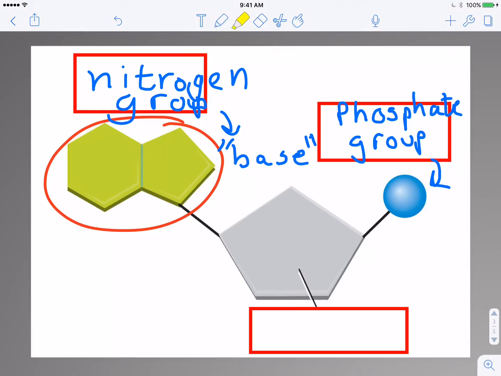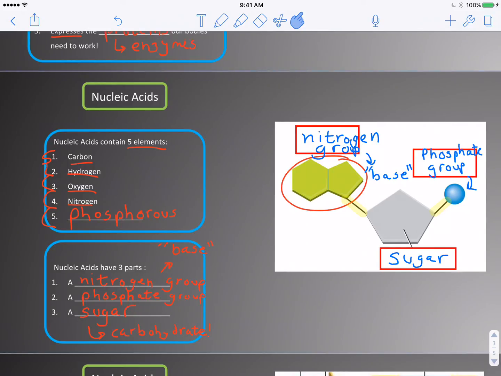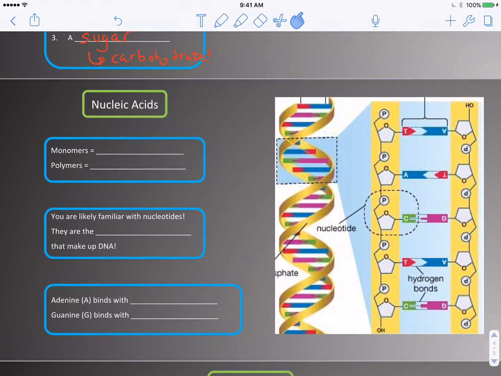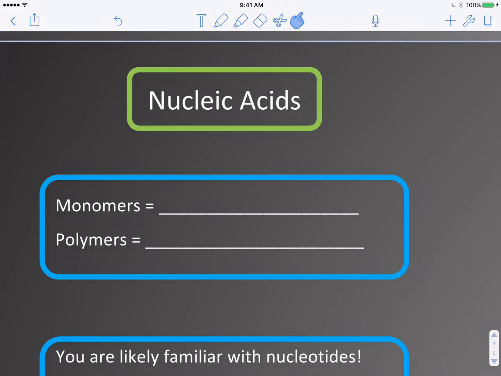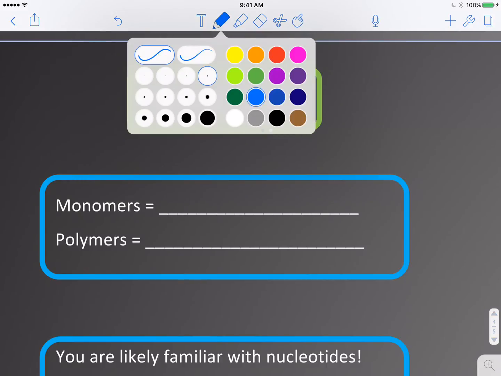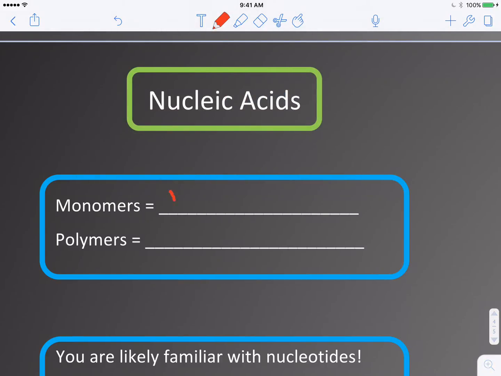And what you'll notice, right, if you look at these bonds right here and right here, is that both of these groups are both attached to our sugar. Okay, so the sugar is what is holding this entire nucleic acid together. All right? So, again, remember these nucleic acids, right, as we've talked about, they're macromolecules, so naturally they have monomers and polymers. The monomers are called nucleotides.